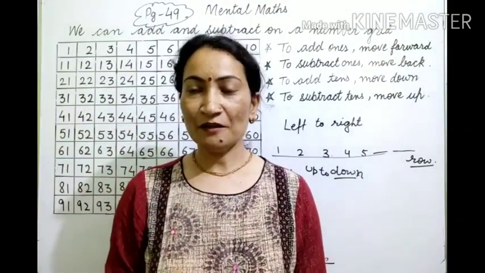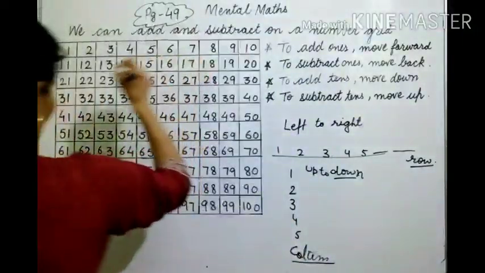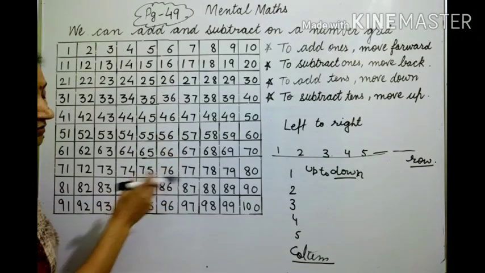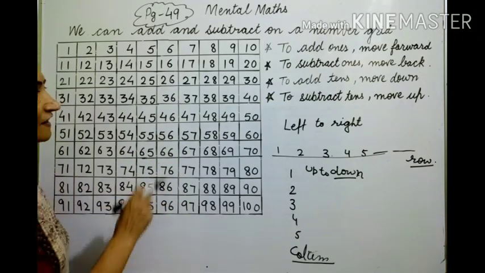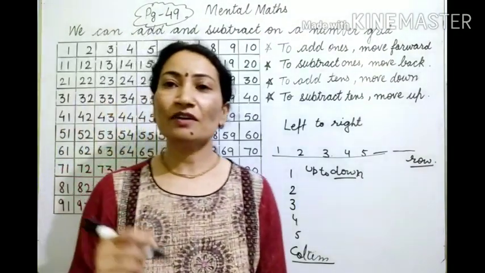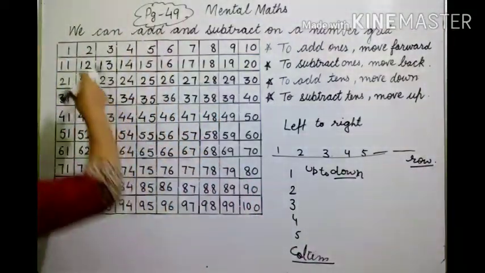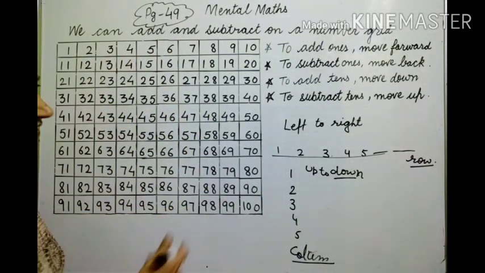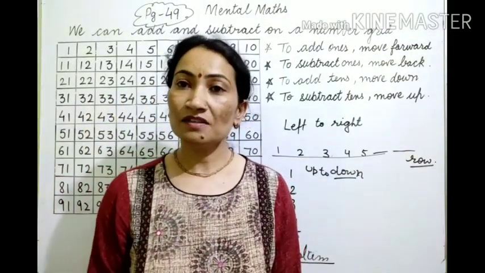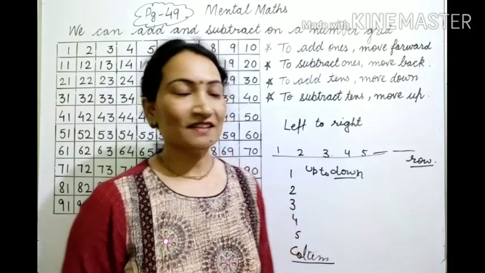Again I am telling, writing numbers in rows and columns in a tabular form, means in the form of a table, then it becomes a number grid. We have taken here 1 to 100 numbers, so it is a number grid from 1 to 100. Now we will use this number grid to add the numbers and to subtract the numbers. How will we use it? Let us learn.